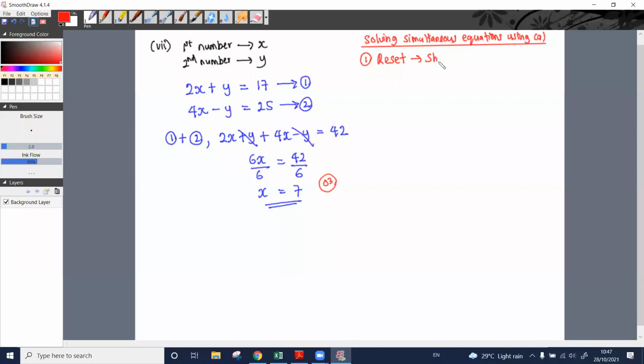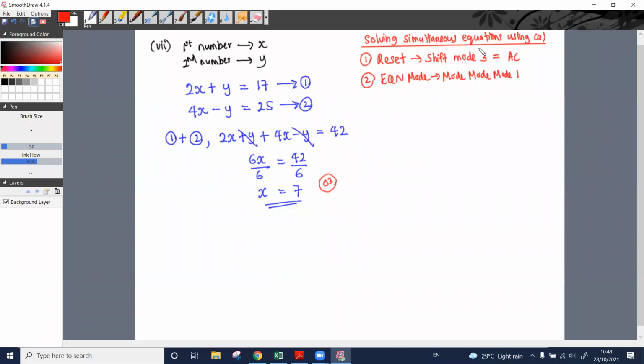I will write it again here. Shift, mode 3, equal, AC. Again, we need to solve an equation. This time it is a simultaneous equation. So again, go to the EQN mode. Keep on pressing the mode button till you see EQN on the display. You can see it under number 1, so you need to press 1.